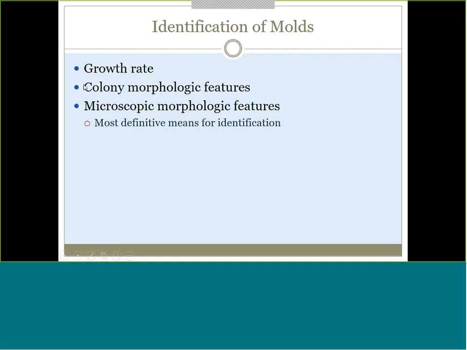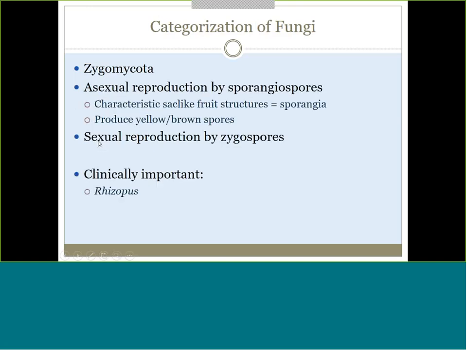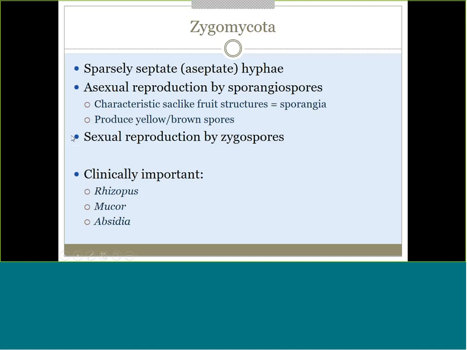Also, as I mentioned earlier, different characteristics of the colony, the texture, the way it grows on the agar, the color, can all go into identification of it. But again, the microscope is going to be your number one friend for identifying. So we will categorize our fungi into different families here: Zygomycetes, Ascomycetes, Basidiomycetes, and Deuteromycetes. Within each of those, we'll discuss the clinically important organisms. I don't care about all the others that are not clinically important.